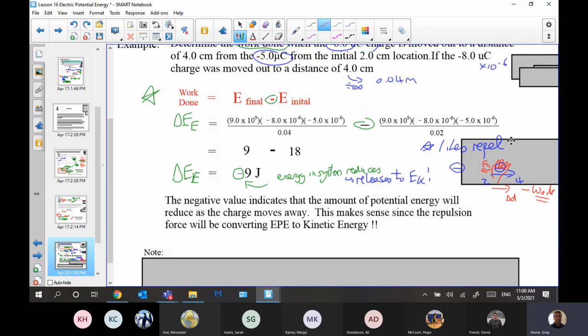So what is this back information that's already there? Negative value indicates the amount of potential energy will reduce as the charge moves away. This makes sense since the repulsion force will be converting electric potential energy to kinetic energy. We can even think about conservation of energy. Total energy equals the electric energy plus the kinetic energy, and picture how this one's reducing and this one's increasing. And so it makes sense that energy is conserved.